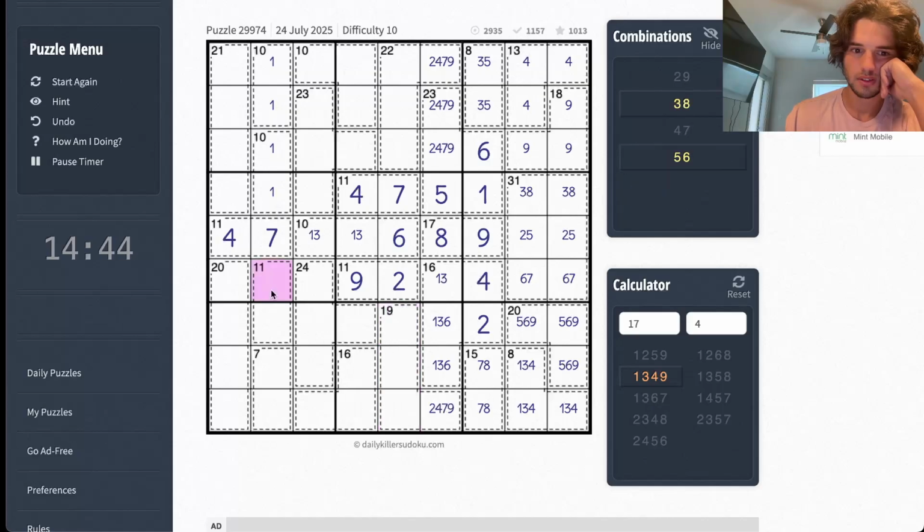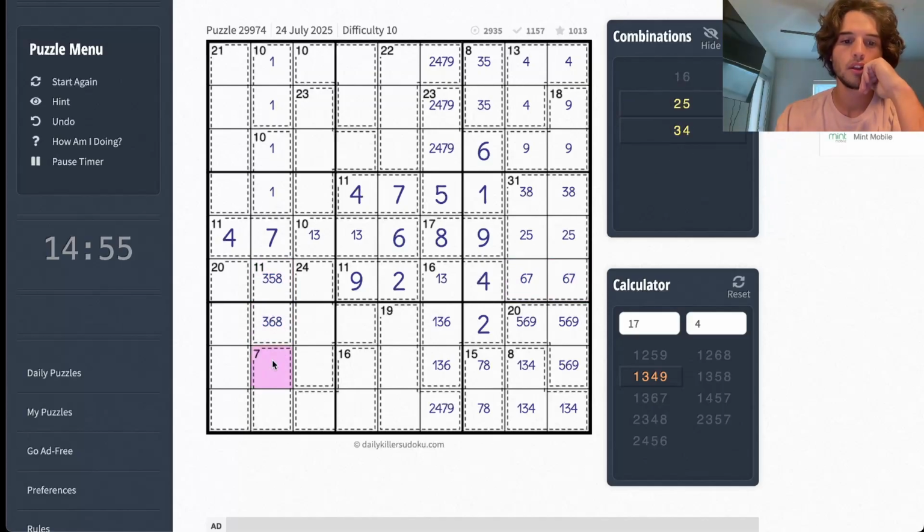Okay. 2, 9, 3, 8, or 5, and 6. Might as well mark this down here. 3, 8, or 6 is eliminated, so that would have to be 5 and 6 in that order. This needs a 3 or a 5. 3s and 5s were eliminated there.